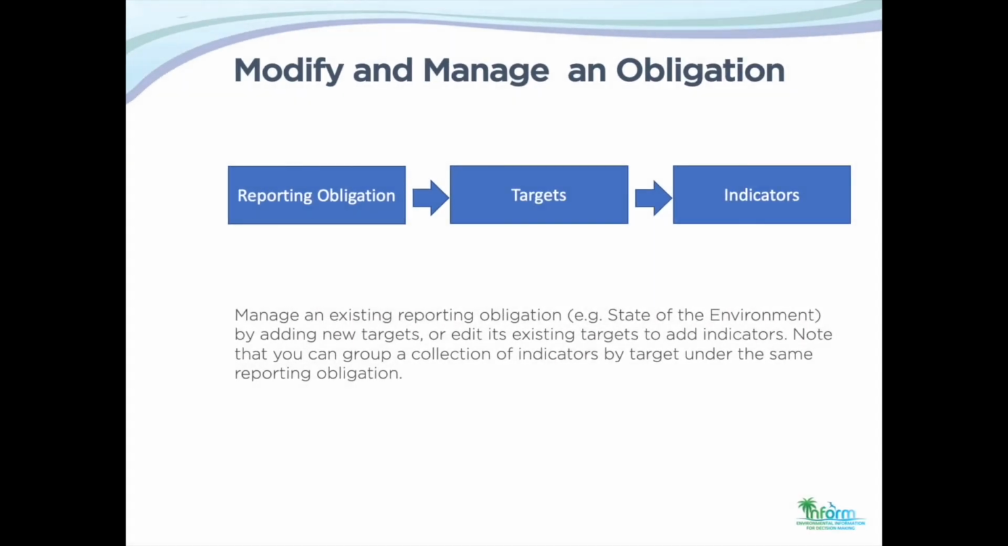In detail, for the Manage Framework key function, this is where you can add targets to an existing obligation. For instance, add SDG 6.6 as a target under the Sustainable Development Goals reporting obligation. Under the SDG 6.6 target are relatable environmental indicators such as wetlands. Another example would be to manage the State of Environment's reporting obligation and add healthy marine environments as a target. Under the healthy marine environments target, add live coral cover as an environmental indicator.